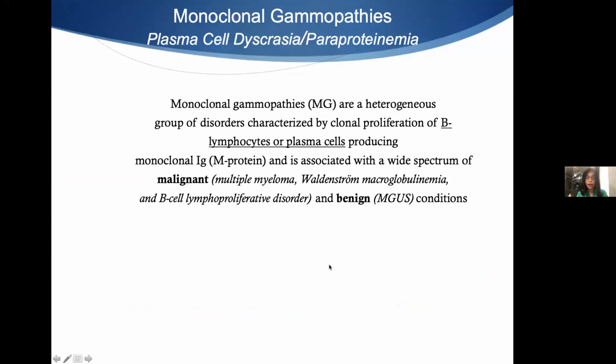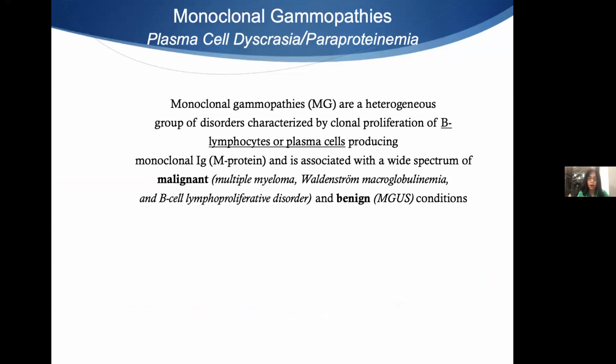Okay, monoclonal gammopathies, you can say this is the recent term or the more widely used term now, referring to what we used to call plasma cell dyscrasia, paraproteinemia, or dysproteinemia. They all mean the same thing. This could be a more sophisticated term, but actually because not all of these patients have this form of dysproteinemia or paraproteinemia, as we're going to discuss.